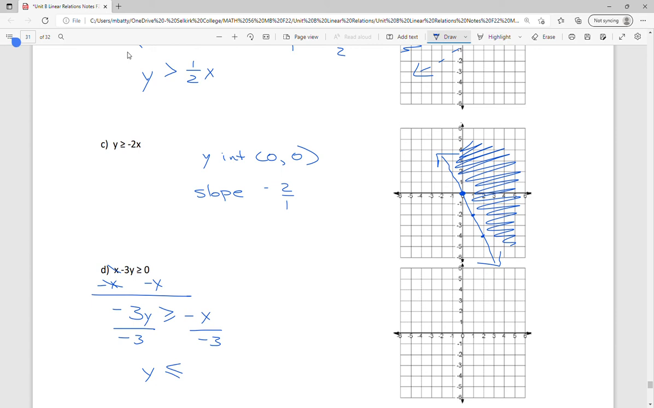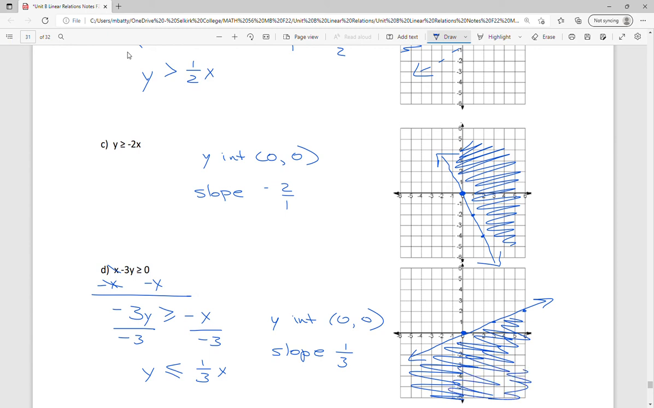Switch the sign when you divide by a negative. Start with your point. Solid line for the equal to inequality, and then shading that half plane. I see my y values are smaller than my line. I like this. I like it better if I have like a highlighter or something to use.